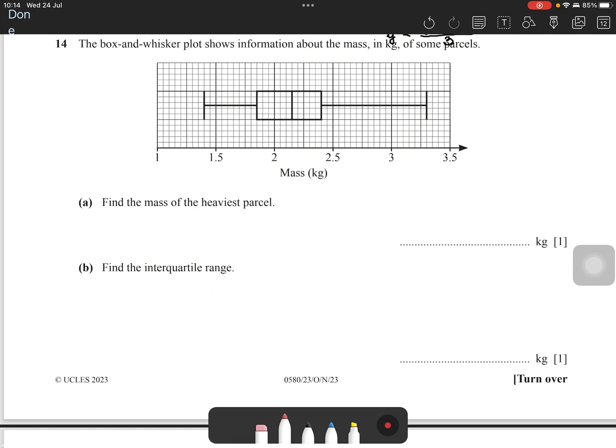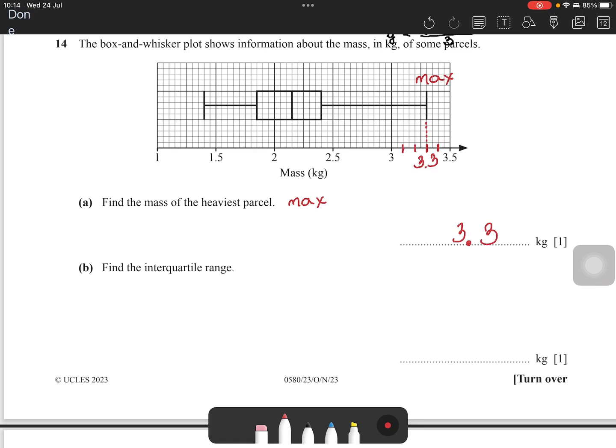Question 14. The box and whisker plot shows information about the mass in kilograms of some parcels. A. Find the mass of the heaviest parcel, which means we need to find the maximum value. It is here. This maximum value is something between 3 and 3.5. So this is 3.1, 3.2, 3.3, and 3.4. So the maximum is 3.3 kilograms.